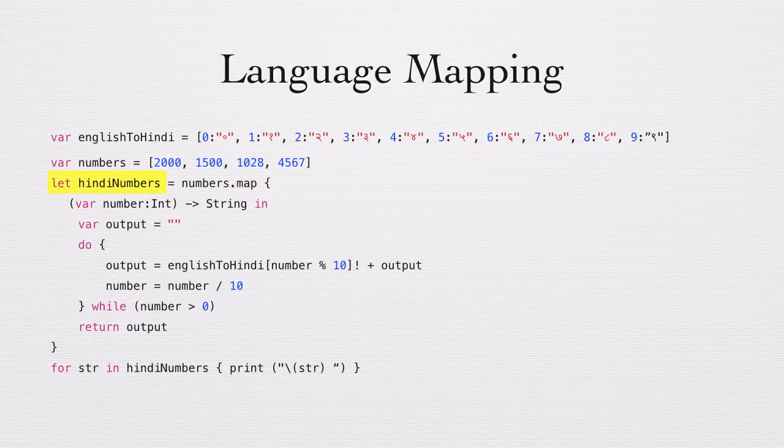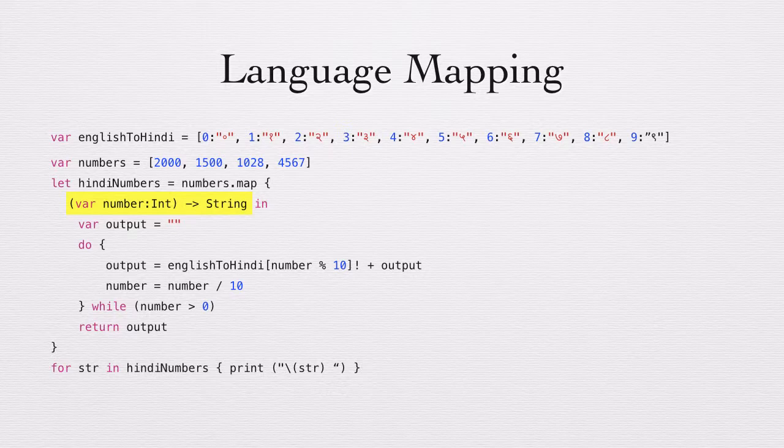The map function returns the mapping for each individual element of the numbers array. The kind of mapping itself is decided by your mapping closure. The assigned Hindi numbers constant will be an array having the same size as the numbers array, and each element of it will be a mapped equivalent of every element of the numbers array. So now, let us look at the closure function itself.